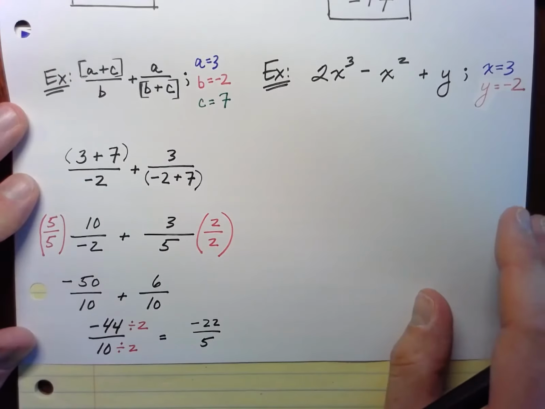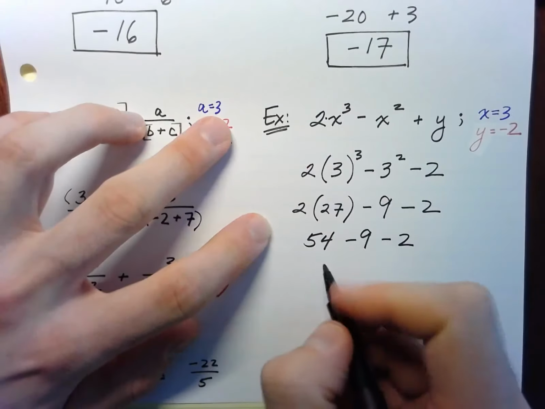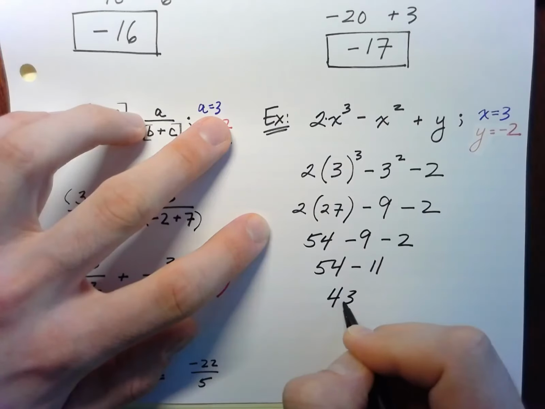Using the order of operations here, I have to do the exponent first, so 3 cubed is 27. 3 squared is 9 minus 2. So 2 times 27 is 54 minus 9 minus 2. So this is 54 minus 11, which is 43.